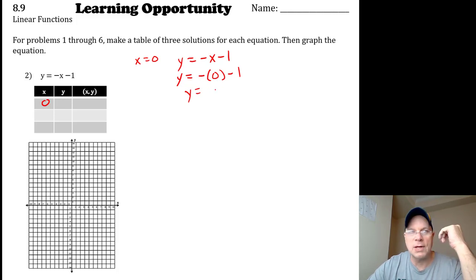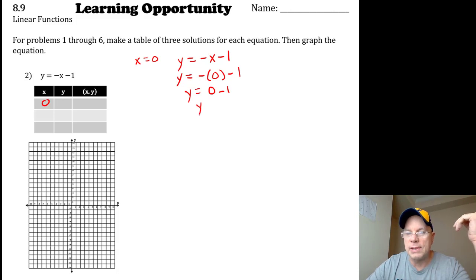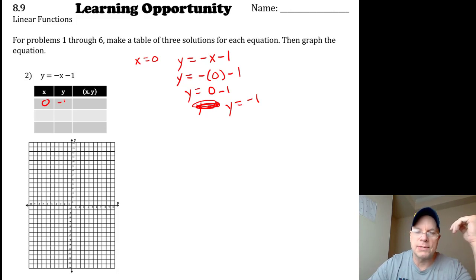Negative 0 is the same as positive 0. Neither one of them mean anything because 0 defines what's positive and negative. The values to the right of 0 are positive, to the left are negative. 0 has no sign, so it's just 0. And 0 minus 1 is negative 1. So when your input is 0, your output is negative 1.